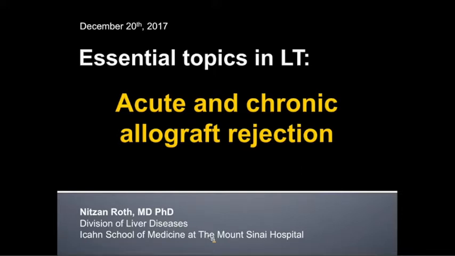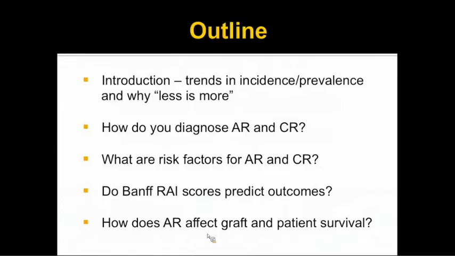My topic that I was given was acute and chronic allograft rejection, and as all of you can imagine, this is quite a broad topic. So what I'm planning to cover today is a portion of the topic that I think is of interest.